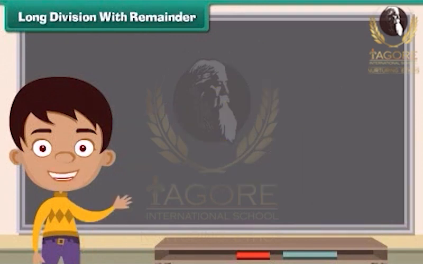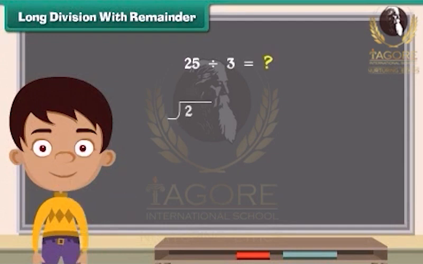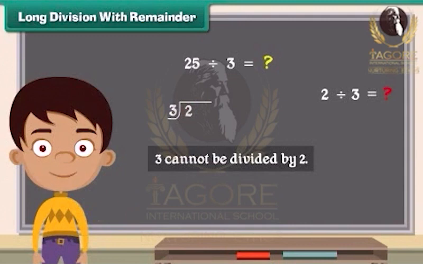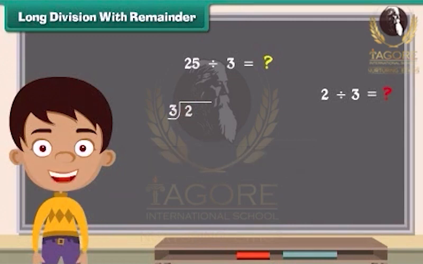Long division with remainder. Let's now solve another division question. Divide 25 by 3. The first number from the left in 25 is 2. Can we divide 2 by 3? No. 2 cannot be divided by 3. Therefore, we take both the numbers from 25. Now divide 25 by 3.